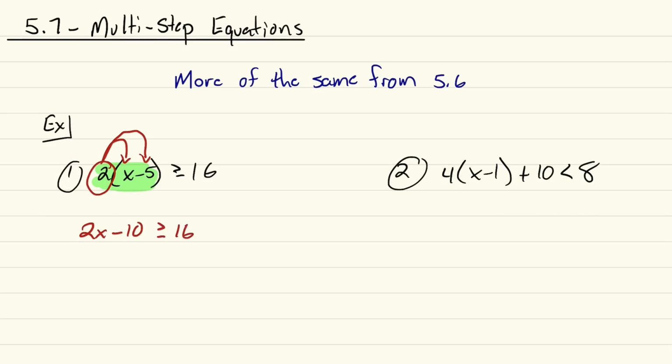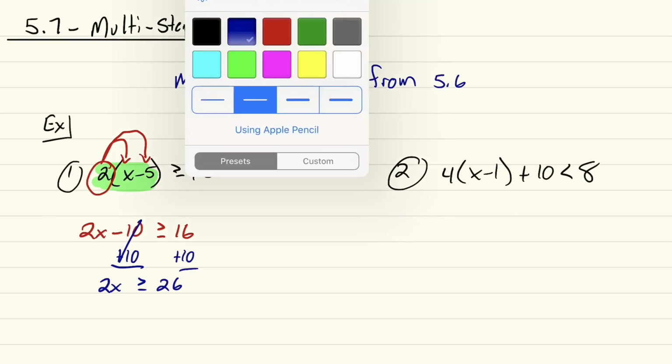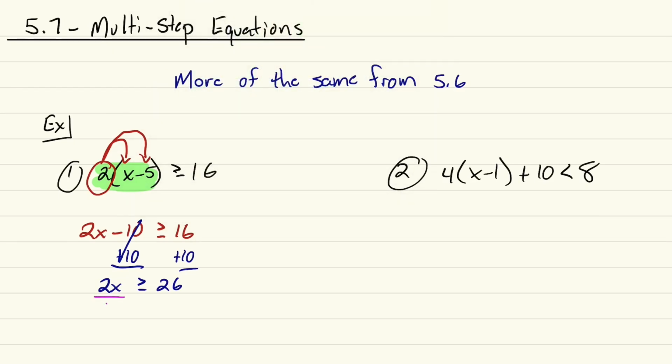Alright, so now that I've simplified everything, my next step is to add or subtract. So in the problem, I see subtraction. I'm going to solve by doing the opposite operation, which is addition. Adding 10 to both sides cancels out on the left, leaving me with 2x. Rewrite our sign. And then 16 plus 10 is 26. That takes me to our last step. My last step is to divide by 2. And doing so, I get x is greater than or equal to 13.